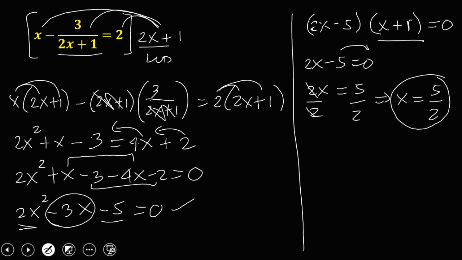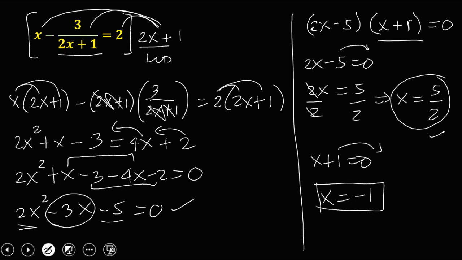And for the other one, x plus 1 equals 0, transpose. So x is negative 1. So these are the solutions of this equation.